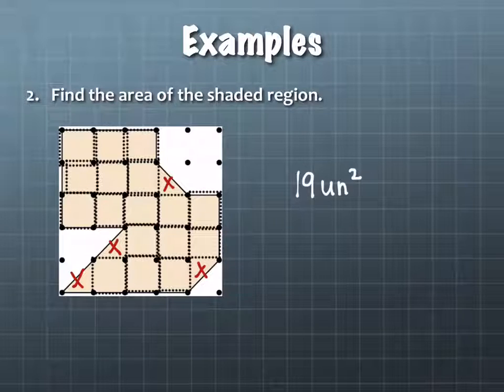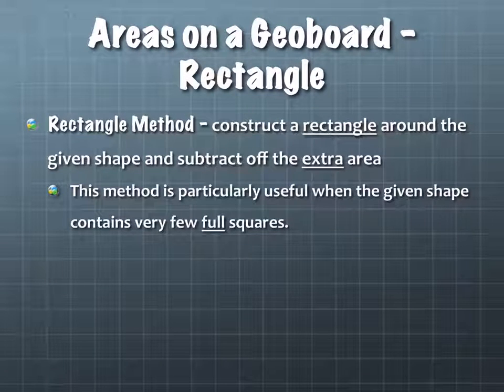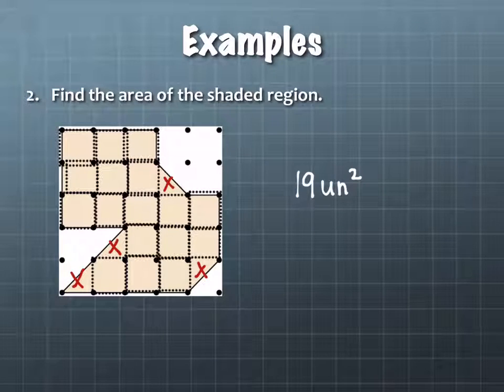Well, there's another method besides the addition method, and it's called the rectangle method. What the rectangle method does is you construct a rectangle around the given shape, and then you subtract off the area that's not actually shaded inside of your rectangle. This method is particularly useful when the shape has very few squares that are full inside of it. So this one had lots of full squares.